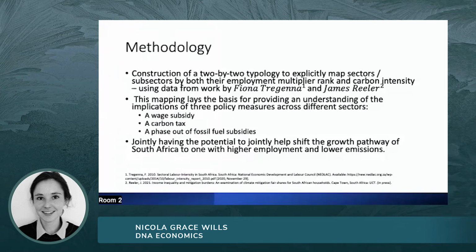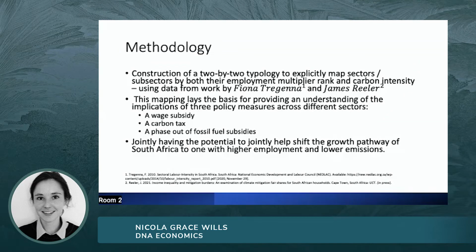So what I was able to do, the end result, was a 2x2 typology where you have your X and your Y axis and you have blocks. In those 4 blocks, you have your good ones that are high employment and low carbon, and then your bad would be your high carbon and your low employment. So that was the end result.